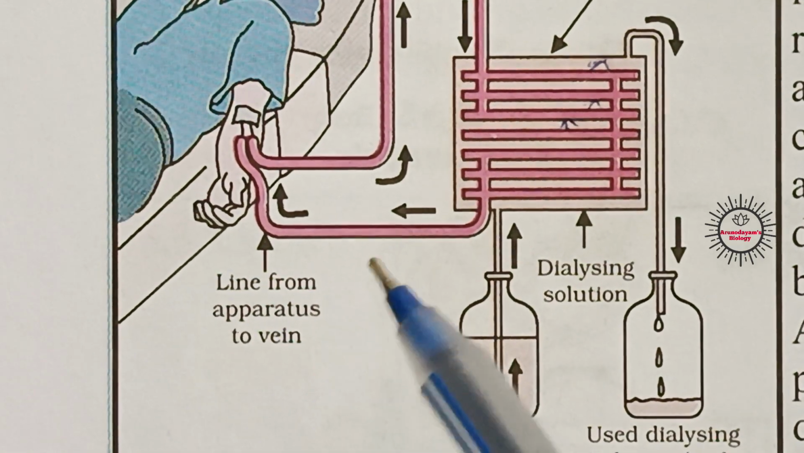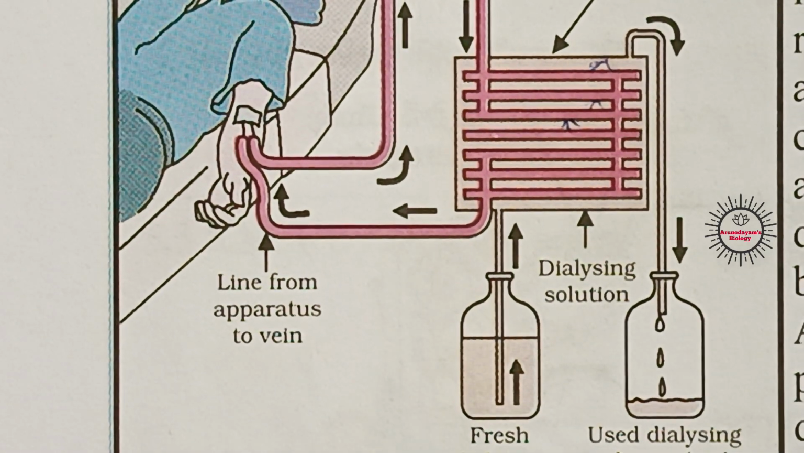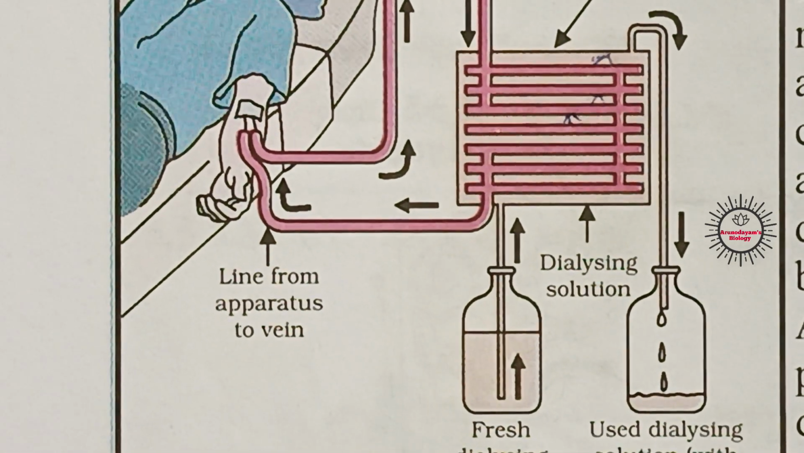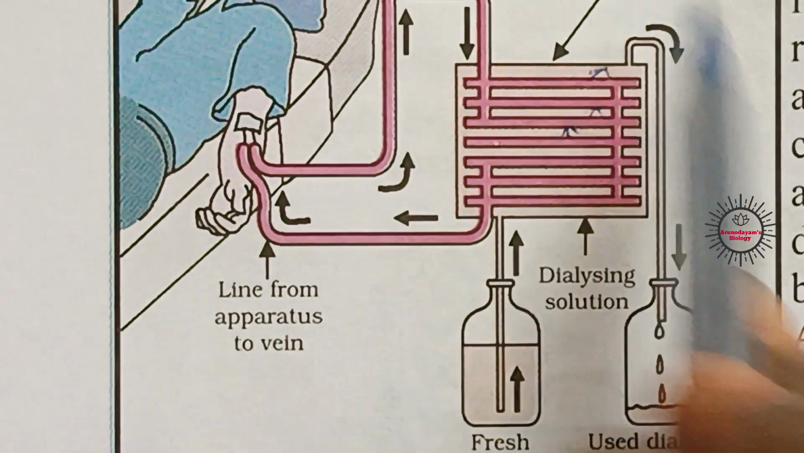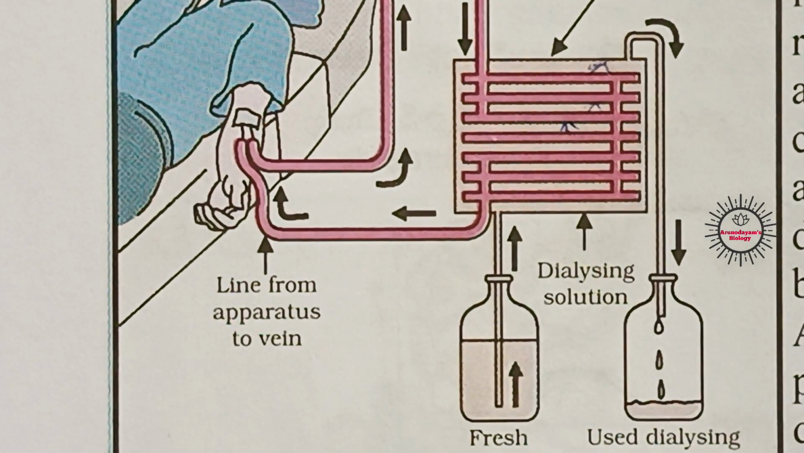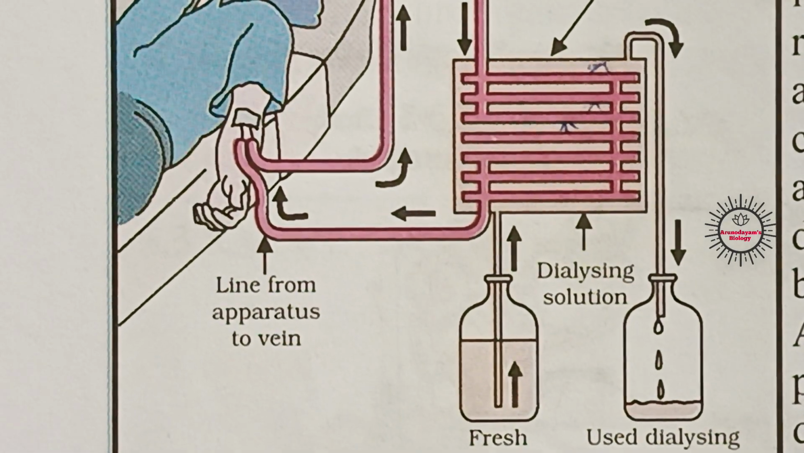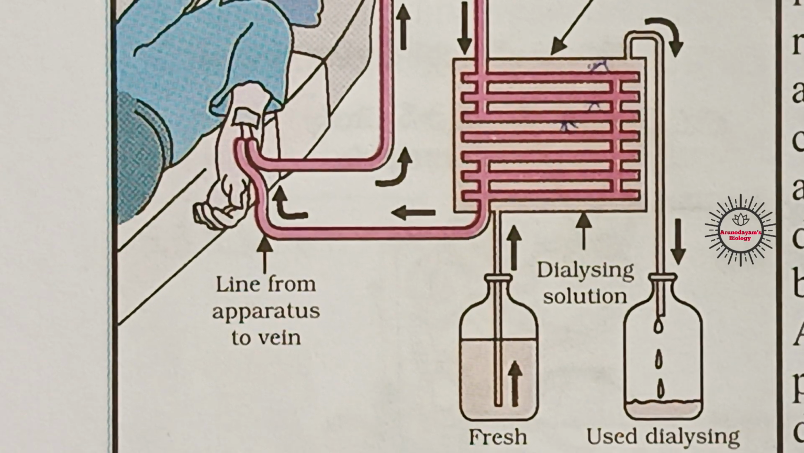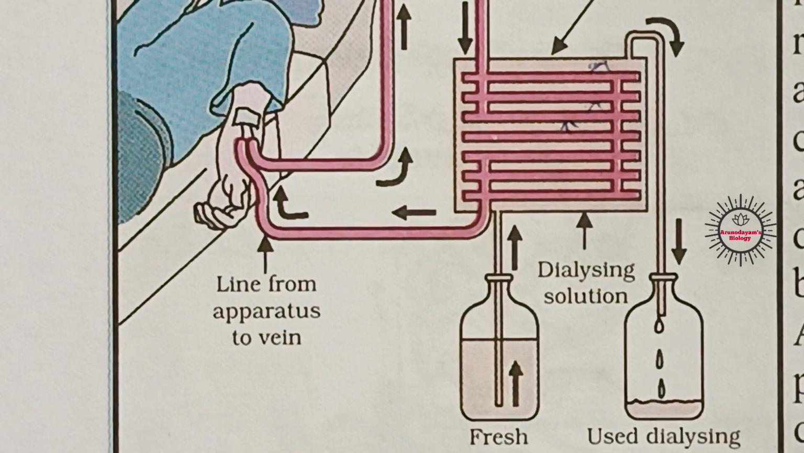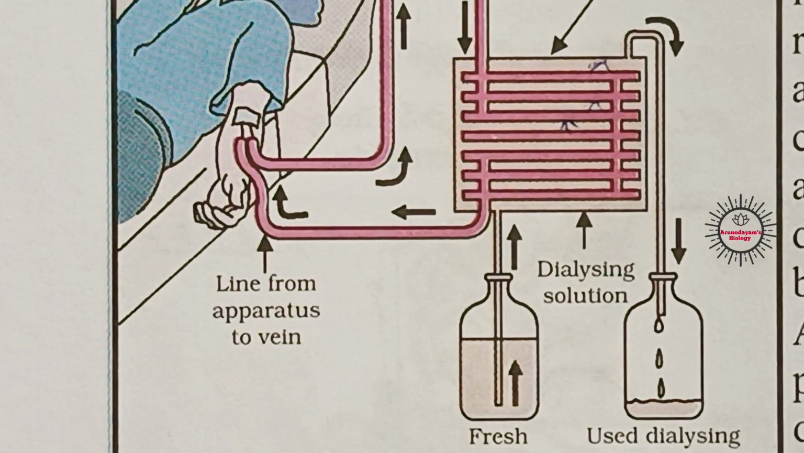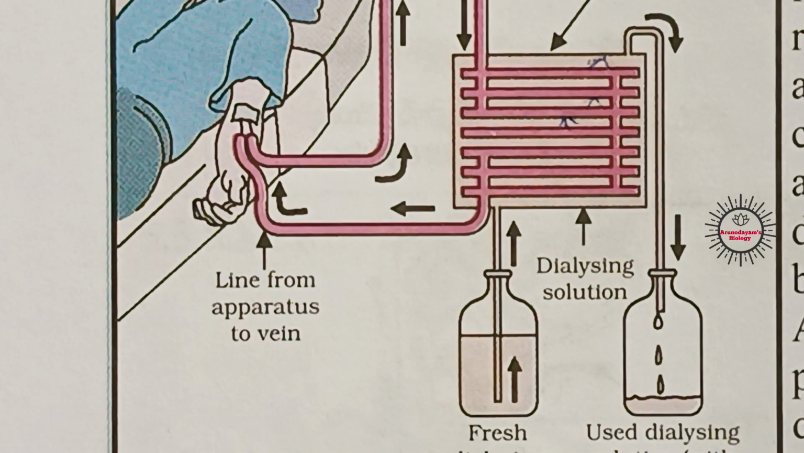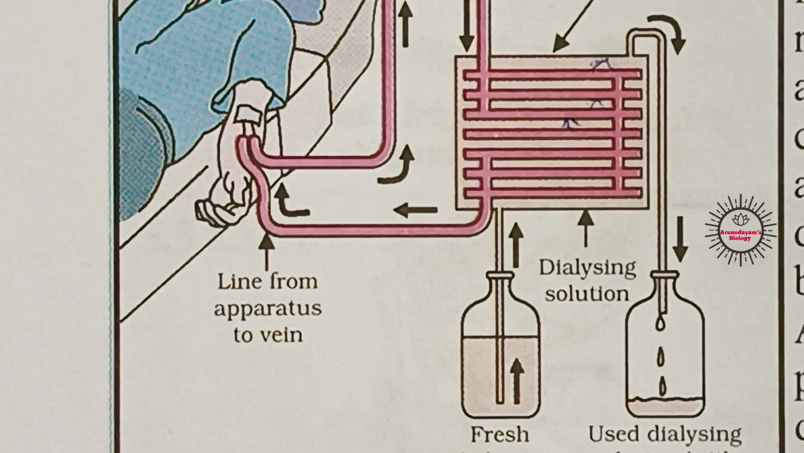The same function is performed by our kidneys, except for a process called reabsorption. Actually, in the whole process we did not observe reabsorption here, isn't it? Our kidneys perform reabsorption. In the renal tubule of nephrons, we have seen reabsorption of some water and useful substances like glucose, amino acids, salts, etc. But here no reabsorption takes place.